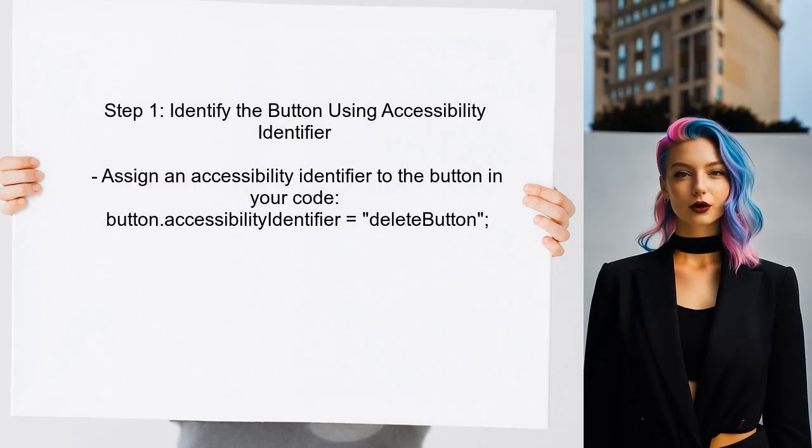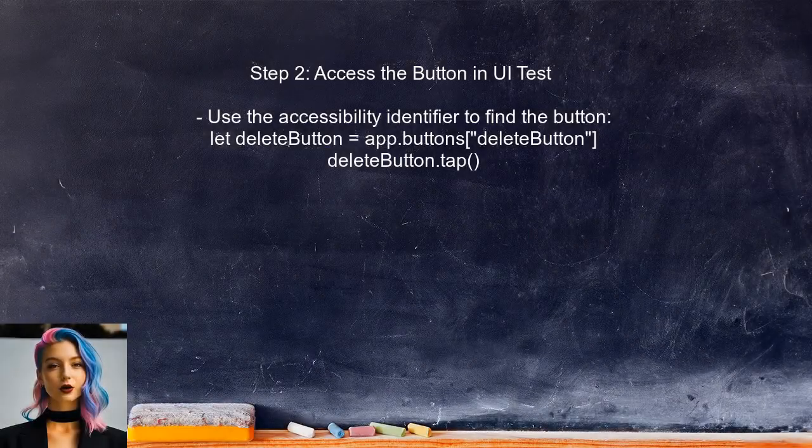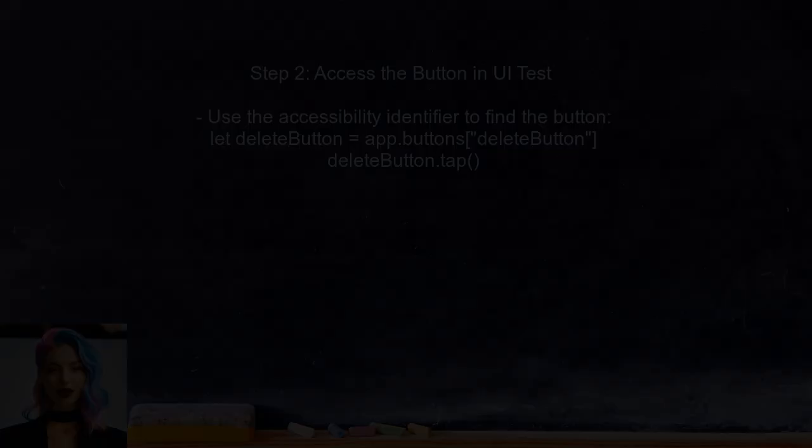To access buttons that only display images during a UI test, the user should start by identifying the button using its accessibility identifier. This is a unique string that can be assigned to UI elements. Next, the user can access the button in their UI test by using the accessibility identifier. This allows them to interact with the button even if it has no title.